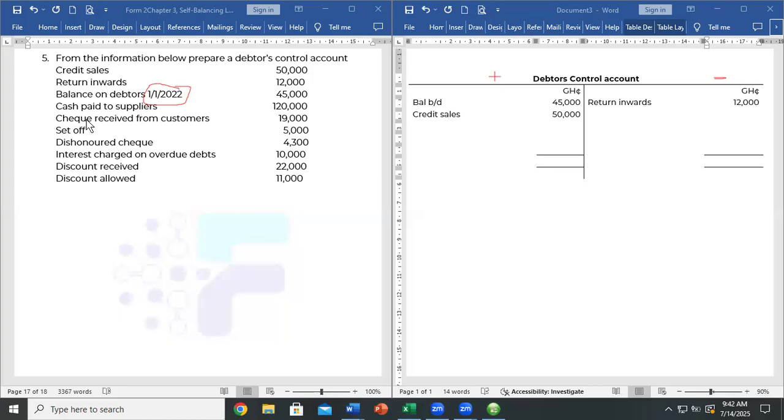Then you have check received from customers. Customers relate to debtors, right? So if you are receiving check from your customers, that is going to reduce their balance, right? Somebody who owes you and giving you money. So check received from customers. That one will be credited 19,000.